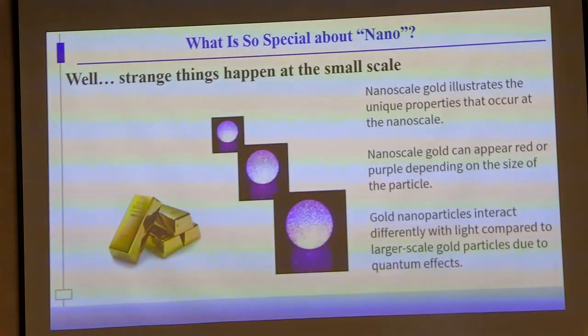Another example here: if you have gold and simply increase the size of the gold, you can see all different colors depending on the size of the gold particles. That's another beauty that can happen at nanoscale. And again, the reason is that depending on the size of the gold nanoparticle, they interact with light differently, and when they interact with light differently, you will see a different color.